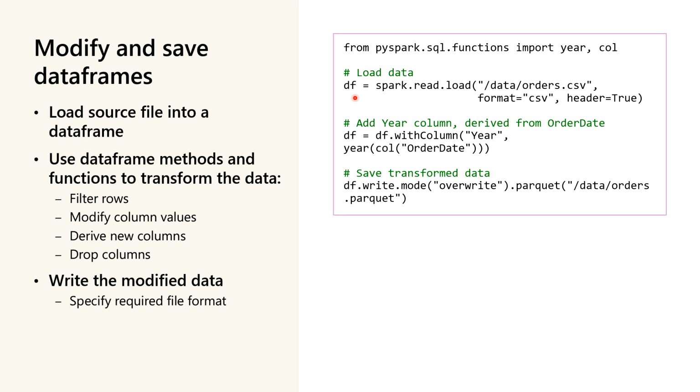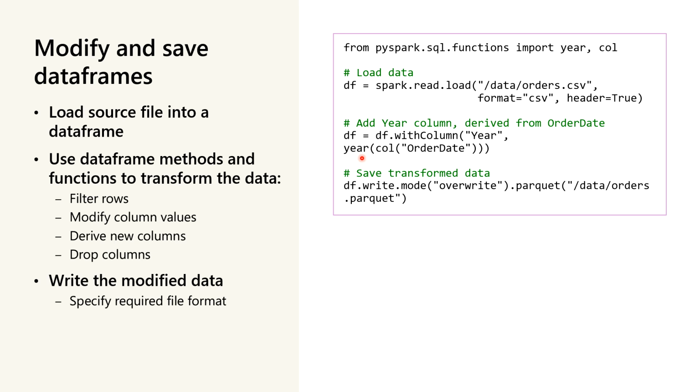To load the data, as we know, we use spark.read.load and then mention the file location with the format and also the header. Here we add the year column derived from the order date. We use the data frame with the help of withColumn. We mention year, and then we are going to name the column with a new name, which is year. For that, we need to select the year, right? In order to select the year, we are going to use the year function, and the year function needs a parameter, right?